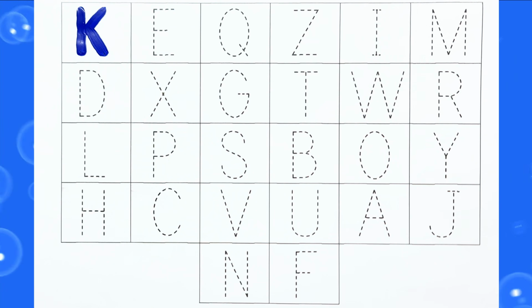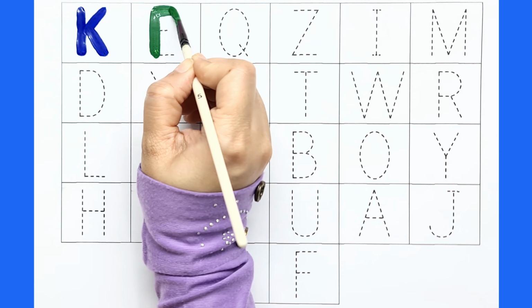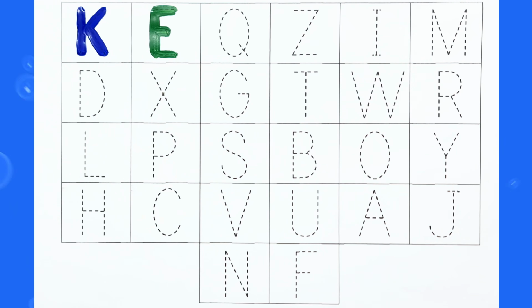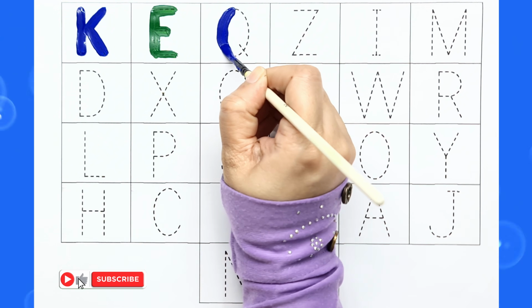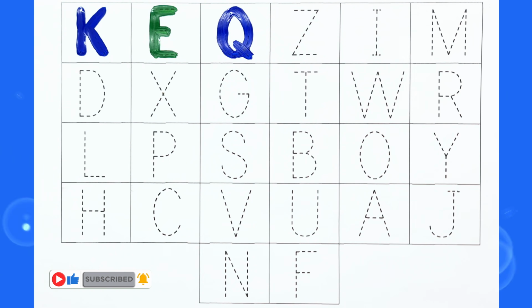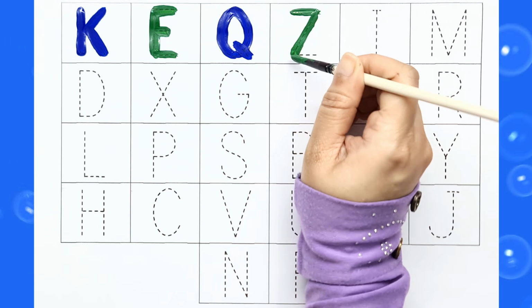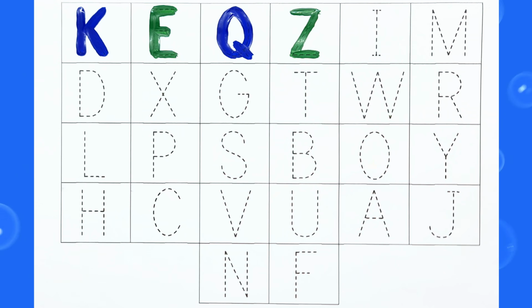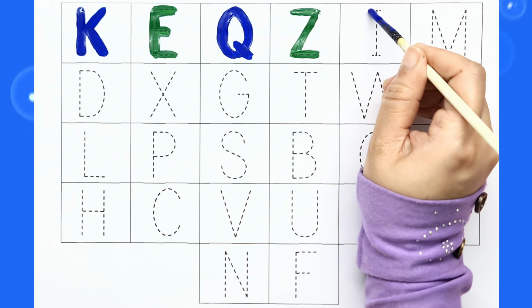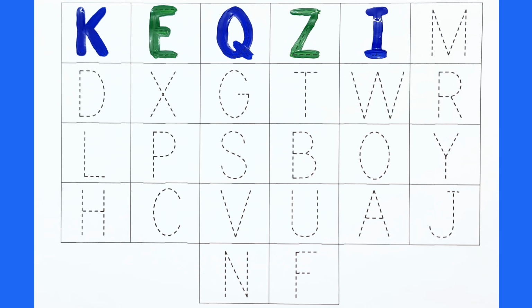K for kangaroo. E for egg. Q for queen. Z for zebra. I for ice cream.